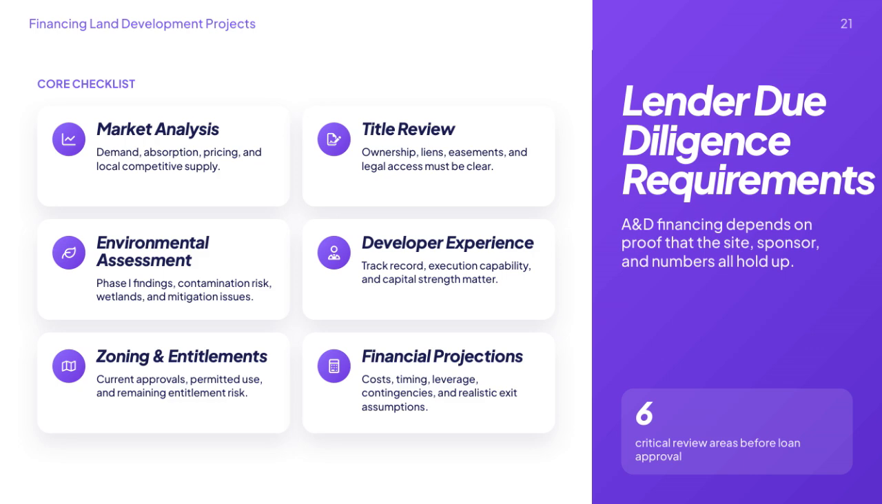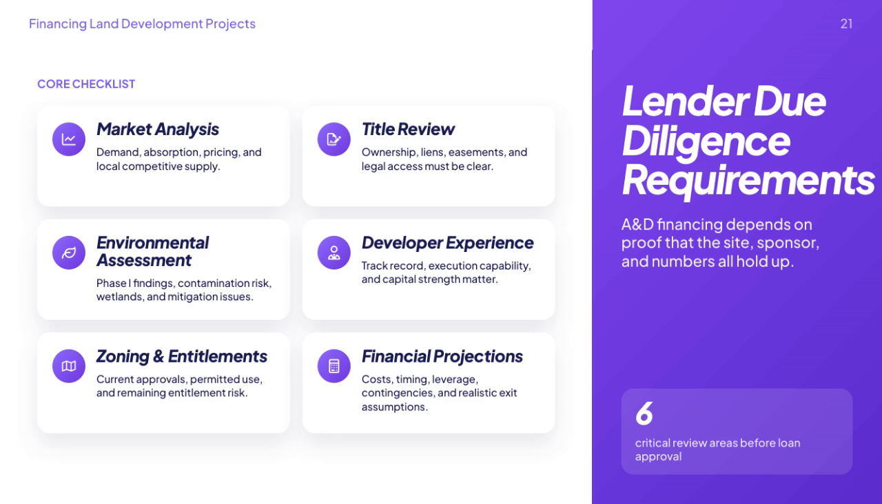Zoning and entitlements form the fifth area. It's important to confirm current approvals, permitted uses, and assess any remaining entitlement risks that could delay or alter the project. Finally, financial projections are closely scrutinized.